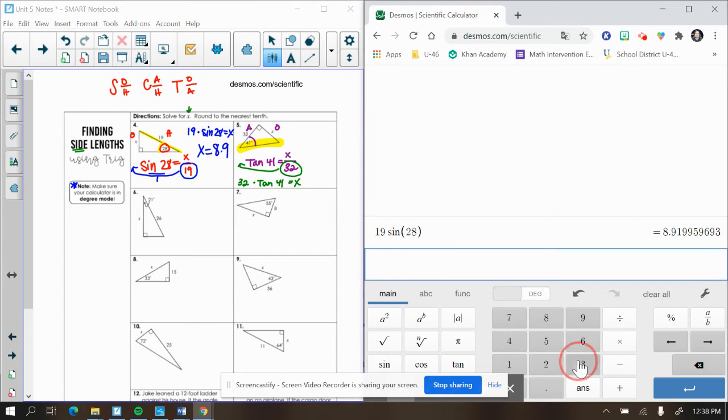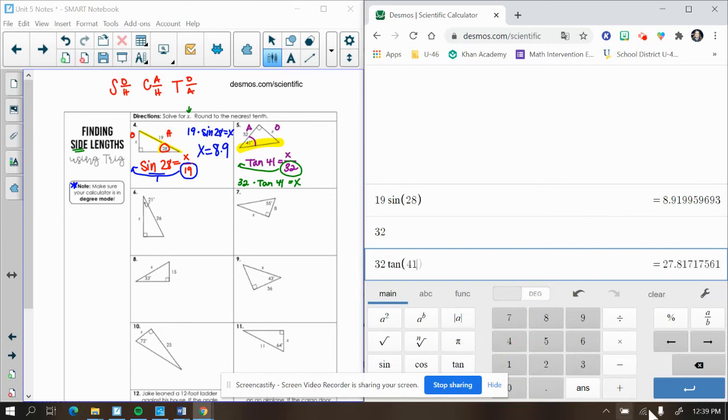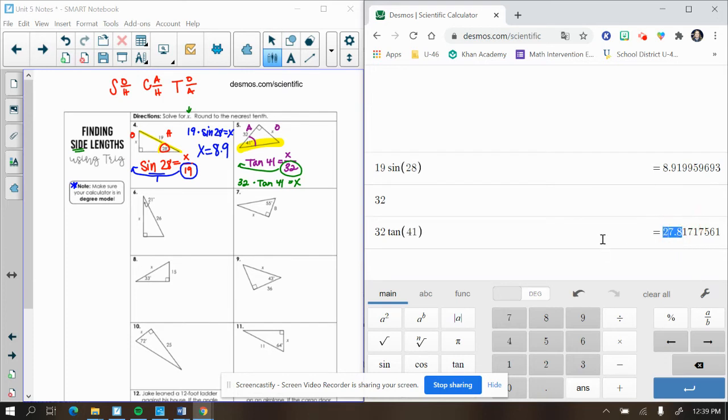So then we plug this in our calculator. We have 32 times tangent of 41 equals 27, round to the nearest tenth, so 27.8. So over here, x equals 27.8.